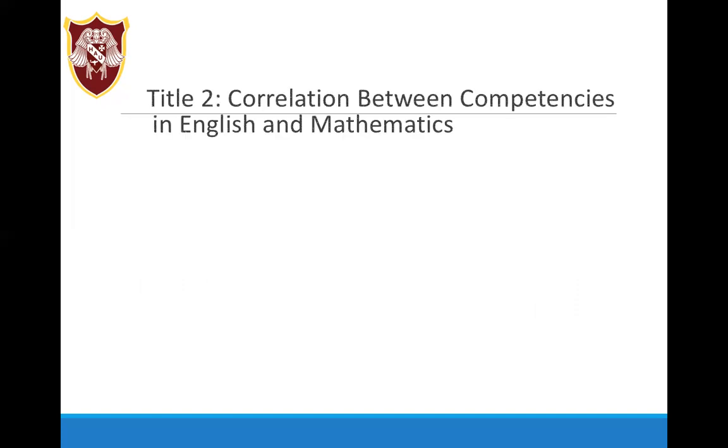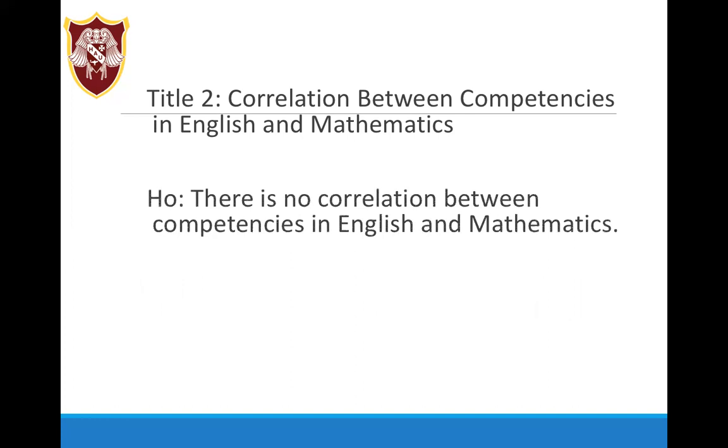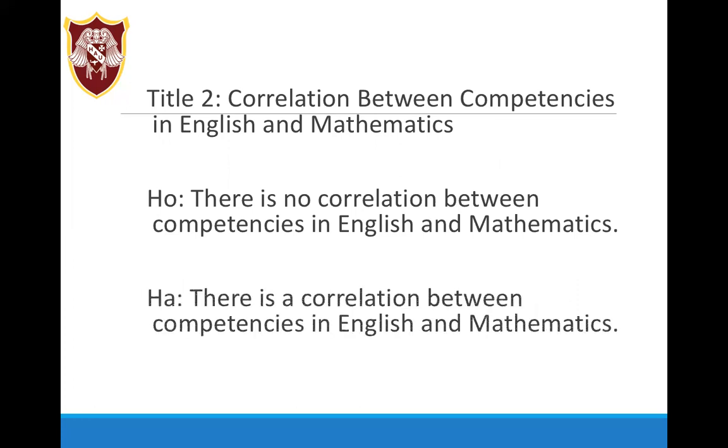Another example, the title is given as The Correlation Between Competencies in English and Mathematics. A possible null hypothesis could be stated that there is no correlation between competencies in English and mathematics. And for the alternative hypothesis, we say that there is a correlation between competencies in English and mathematics.